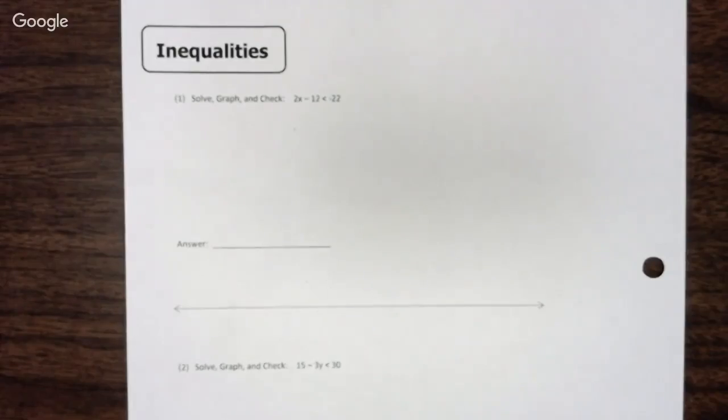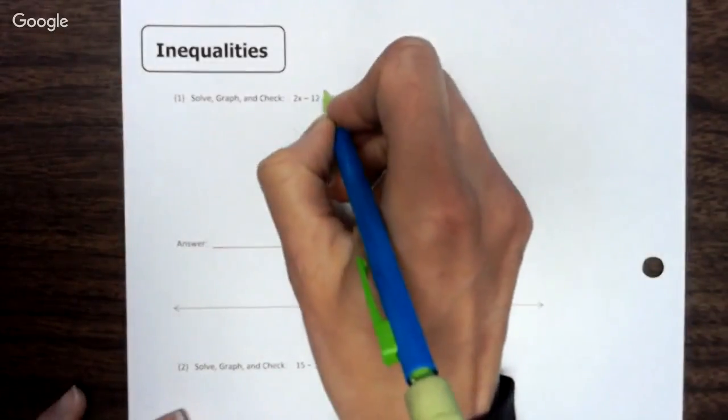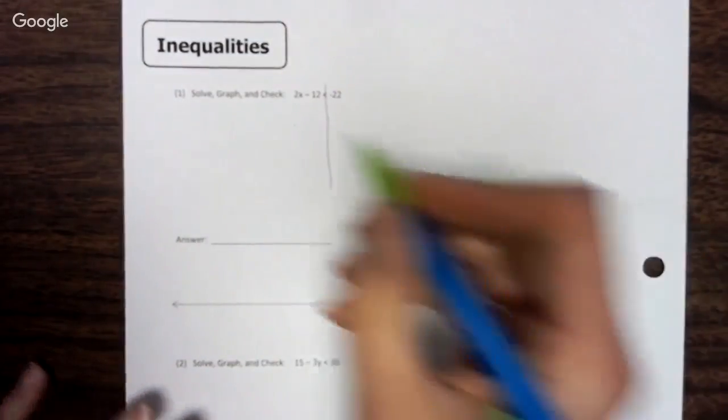All right, this is the inequalities part of our review for our final exam. We're going to start off by just solving some of the inequalities that we see. So, number one, we're going to solve, graph, and check. This is very similar to what we did with equations. We're going to draw the line down the center.